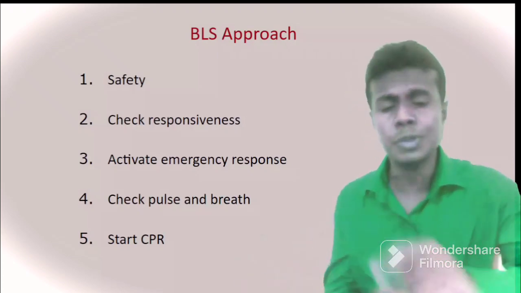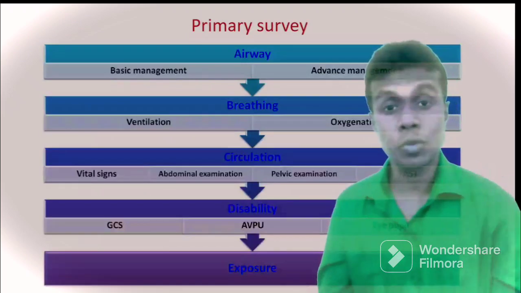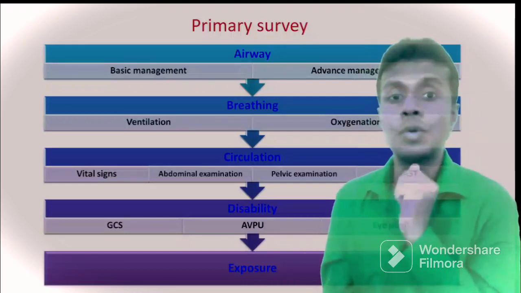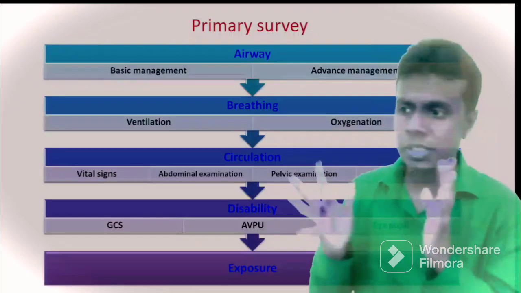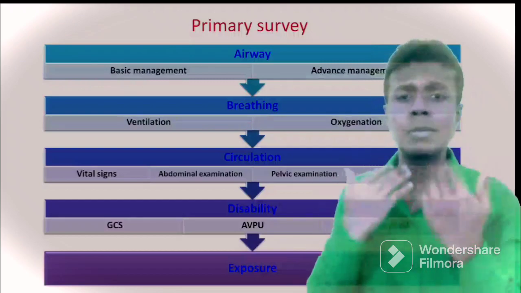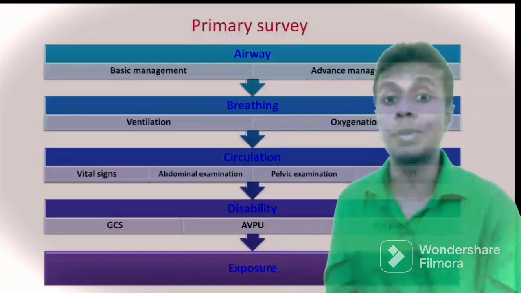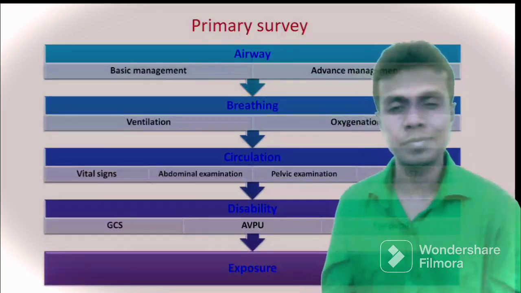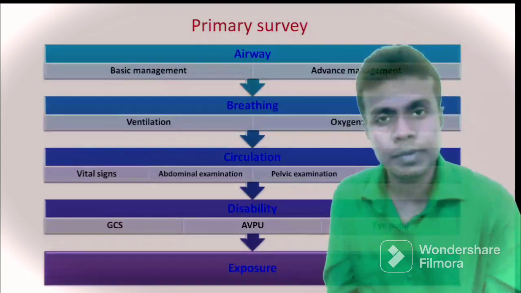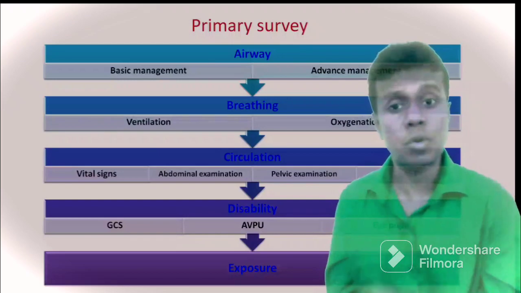If you find a conscious patient, as I already told you, you have to start with the primary survey. For conscious, critically ill patients, first of all, you have to assess the airway. If your patient is talking, that means the airway is patent. If your patient is not talking, or the sound is struggling, the airway might not be patent at all, or sometimes partially patent. In that case, you have to open the airway. For that, you may have to use basic airway management or advanced airway management. After correcting the airway, you have to check the breathing, whether your patient is breathing or not.